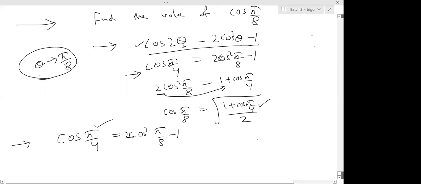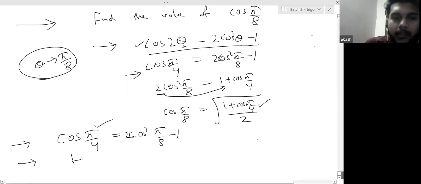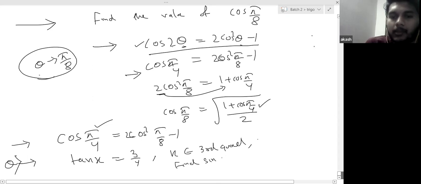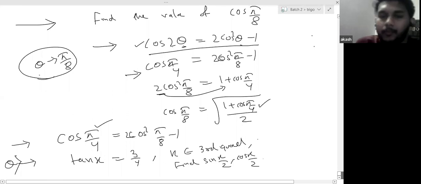Okay, note it down. And if someone has already noted it down, then solve this question. Tan x equals 3 by 4, x belongs to the third quadrant. Find sin x by 2, cos x by 2. All right, try to solve this one, again using the same half angle formula.